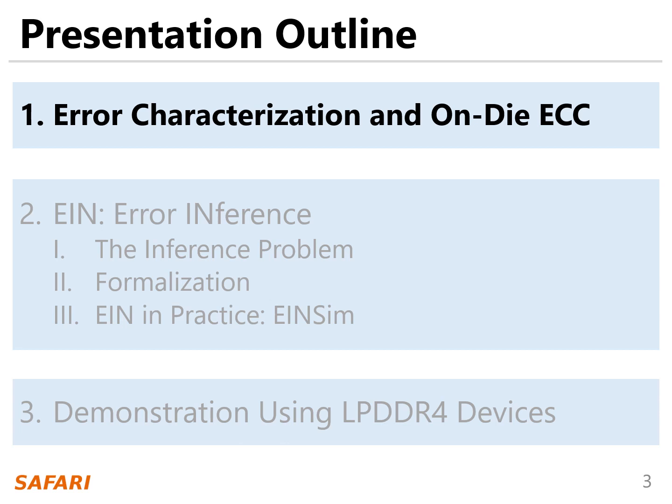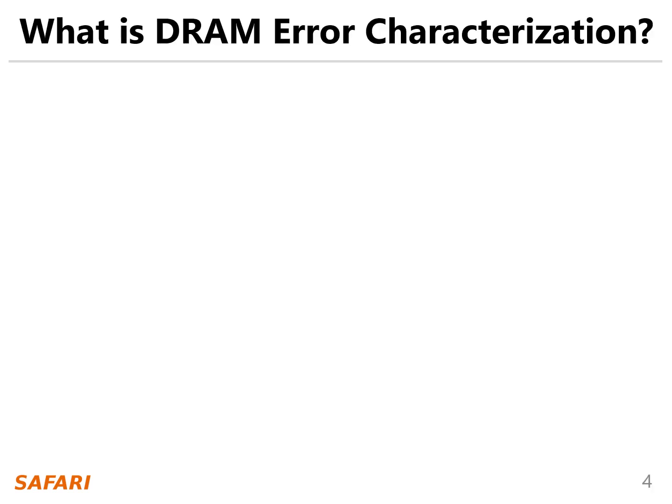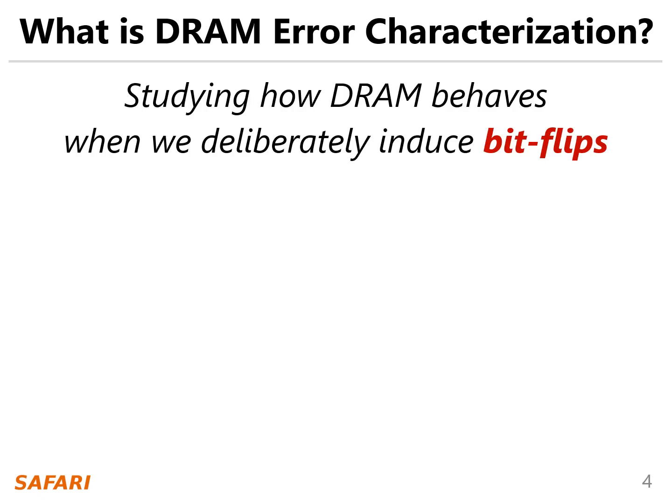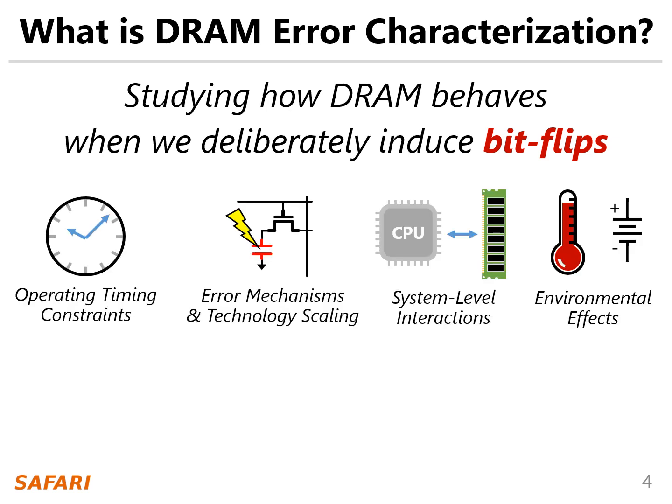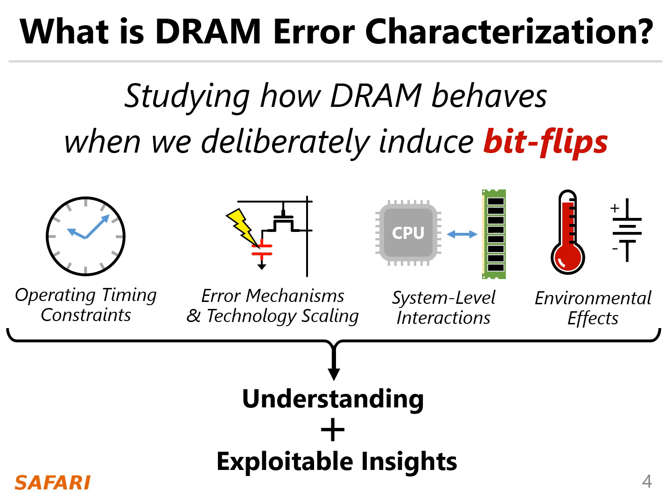So I'm going to start off with some background about error characterization and on-die ECC. So what exactly is DRAM error characterization? Well, it's the process of studying how DRAM behaves when we deliberately induce bit flips. And we might study things like operating timing constraints, different error mechanisms and how they scale across different technologies, system-level interactions between the CPU and DRAM, and even environmental effects such as temperature and voltage. And our hope is that by doing all these studies, we gain some sort of understanding about how DRAM works, and from this, some exploitable insights for improving the system.